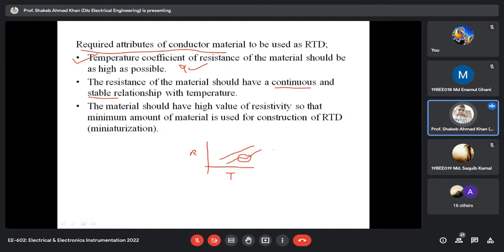You must have studied saturation of magnetic material, that kind. So I'm not going into detail, but the requirement is that whatever material you are choosing should have this kind of relationship instead of this kind of discontinuity. One thing, this is about continuous. Second thing, it is about stable. Stable means your characteristic of the, like you have chosen copper, you have taken the copper wire, copper probe.